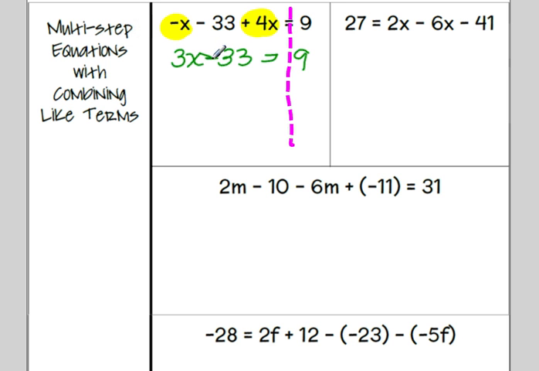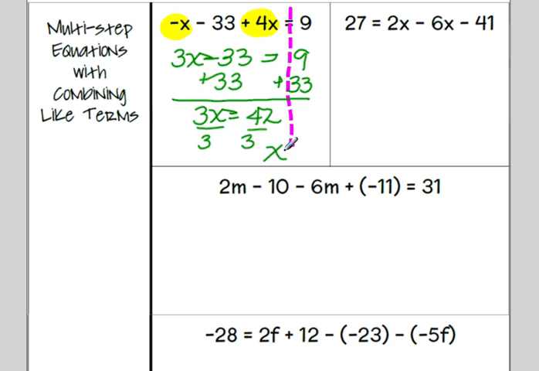So we have a minus 33 here that we need to undo, so we're going to add 33. And we would have 3x equals 9 plus 33 is 42. And then last step is to divide by 3. So x equals 14. Let's look at another one.